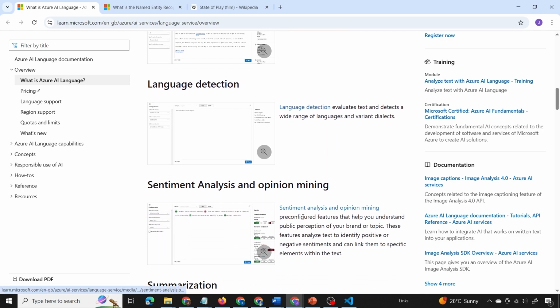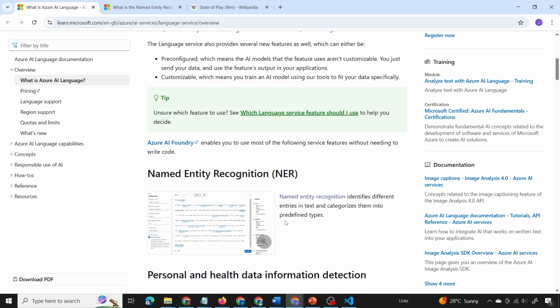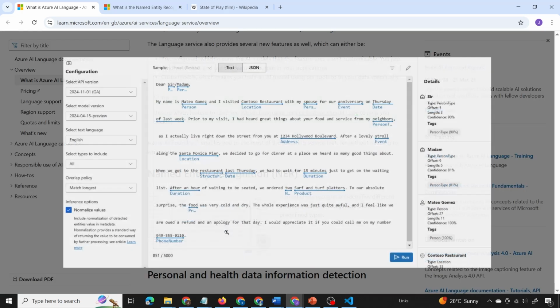Now there is sentiment analysis. It can help you understand public perception of your brand or topic. It can analyze text to identify positive and negative sentiment. So that is what sentiment analysis is. Language detection is for detecting language. Now named entity recognition will identify different entities present in the text. If we give the text, it can identify various entities like location, person, event, date, etc. from the given text. Now let us get back into the question.